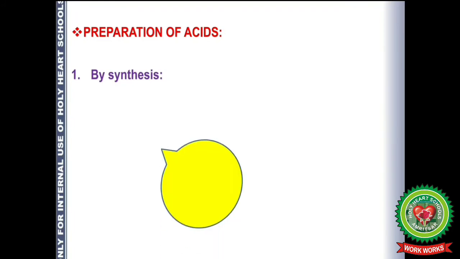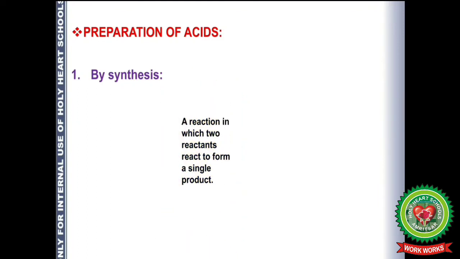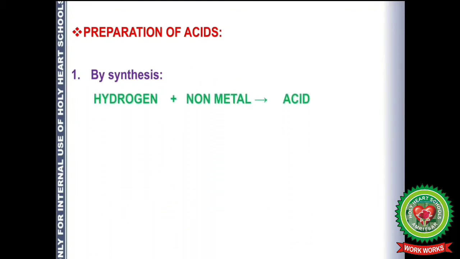So the first method is synthesis. What is synthesis? The reaction in which 2 reactants react to form a single product. It can be 2 or it can be more than 2 as well, but the product formed is a single product. That is known as synthesis. As you know that we are preparing acids and the major constituent in acids is hydrogen. So when we do synthesis, we will take hydrogen and we will add a non-metal into it and we will get our acid which we are concerned with.